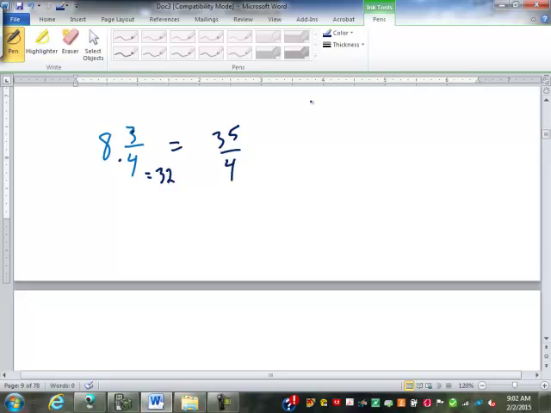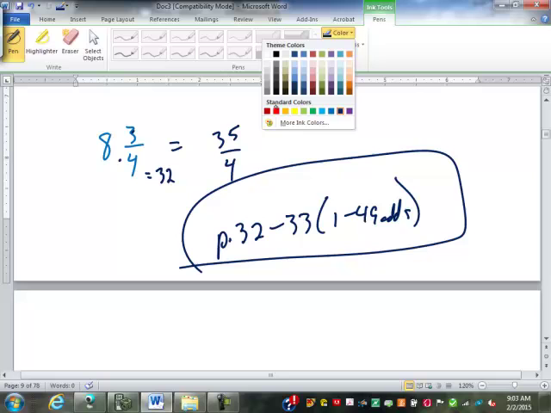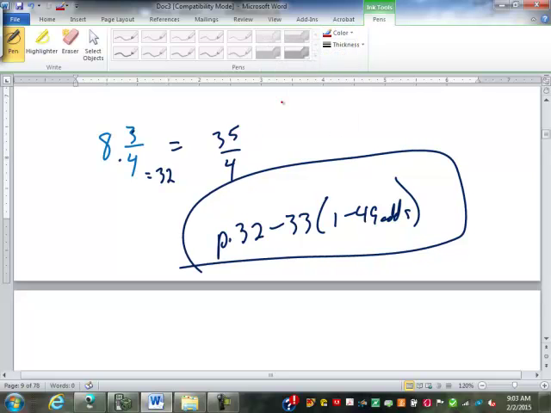Okay. Well, I think you guys are ready. We automatically did the page 32 through 33 in your book, 1 through 49 the odds. Go for it. Oh, I gotta write this down.